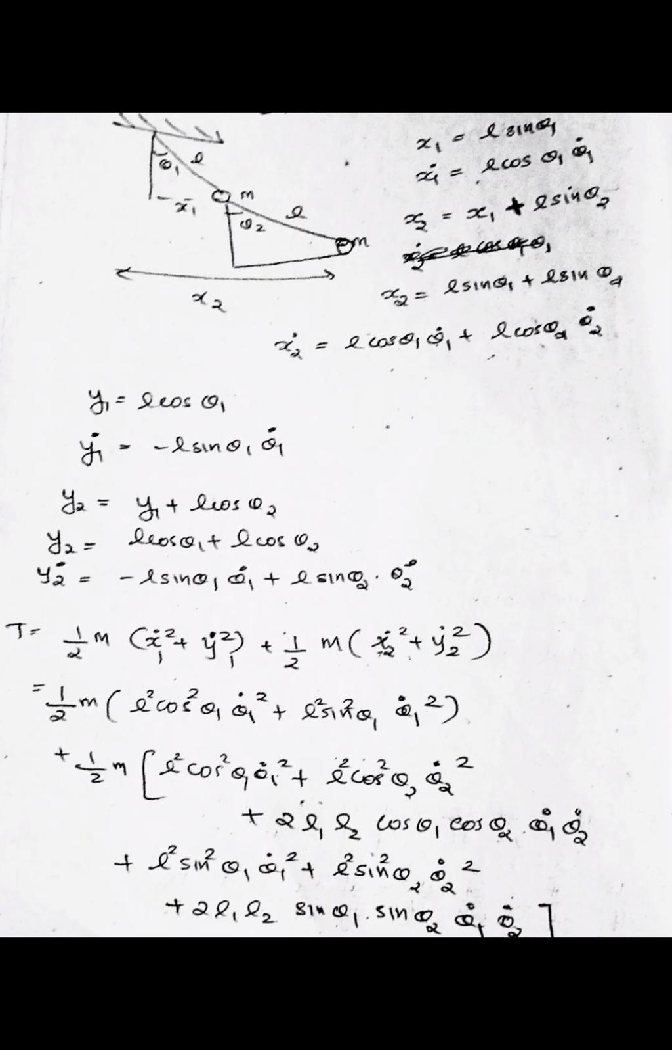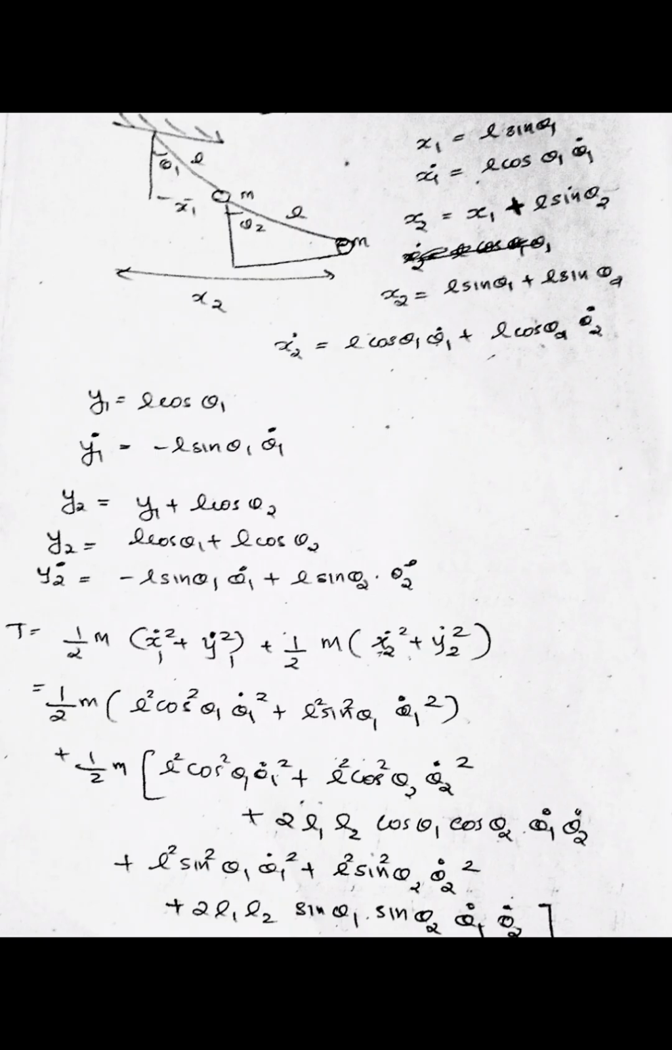And from here we know y1 is equal to L cos theta 1, y1 dot is equal to minus L sin theta 1 into theta 1 dot, and y2 is equal to y1 plus L cos theta 2, so y2 is equal to L cos theta 1 plus L cos theta 2, and y2 dot is equal to minus L sin theta 1 theta 1 dot minus L sin theta 2 theta 2 dot. And we know the kinetic energy T is equal to half m into x1 dot square plus y1 dot square, plus half m into x2 dot square plus y2 dot square.